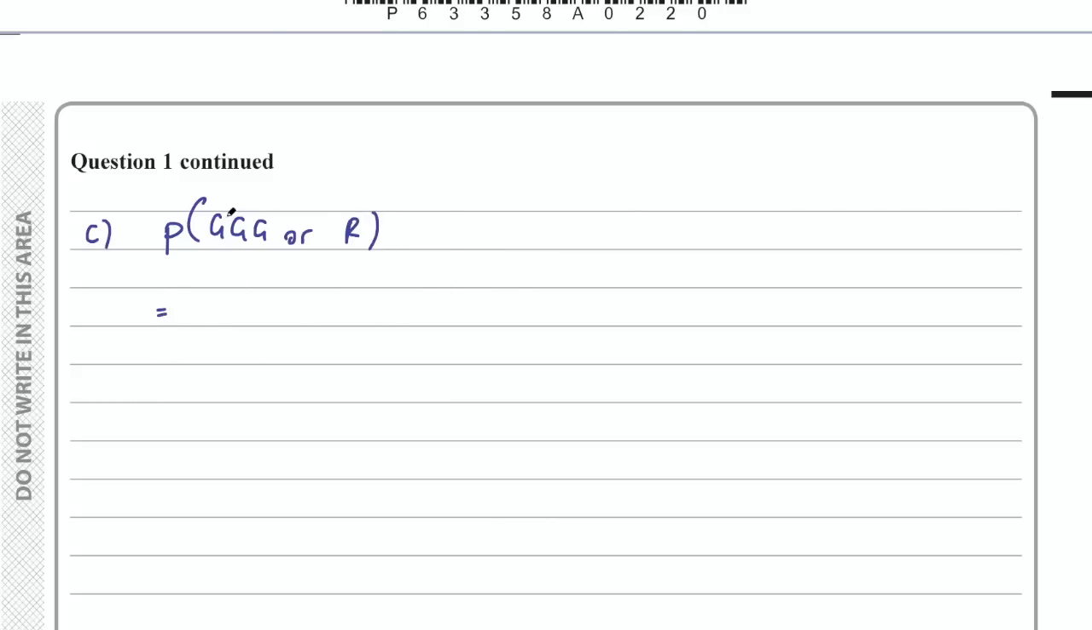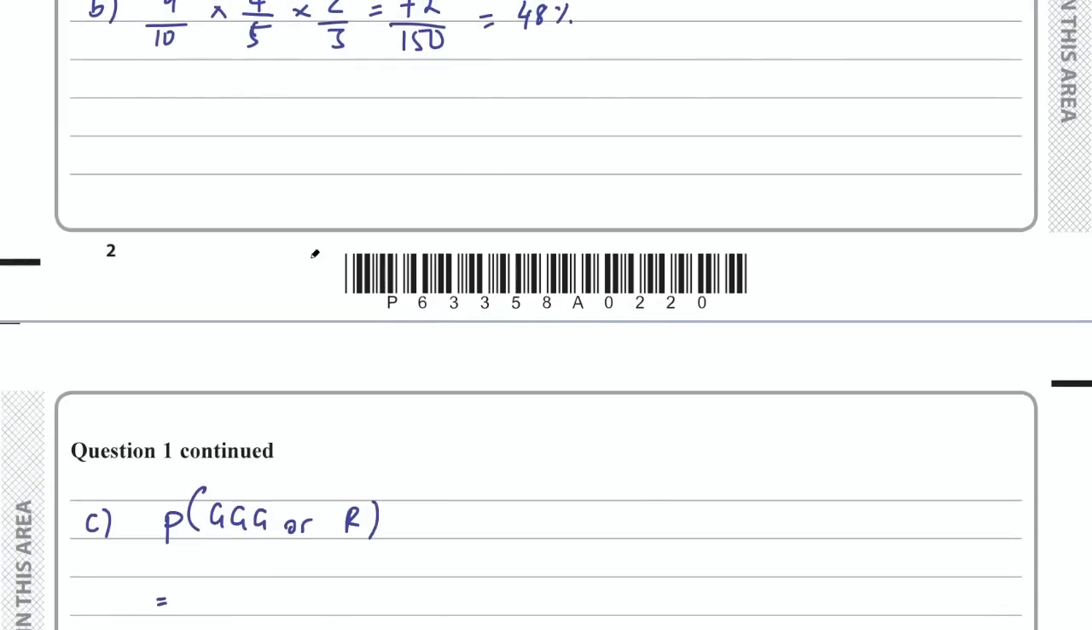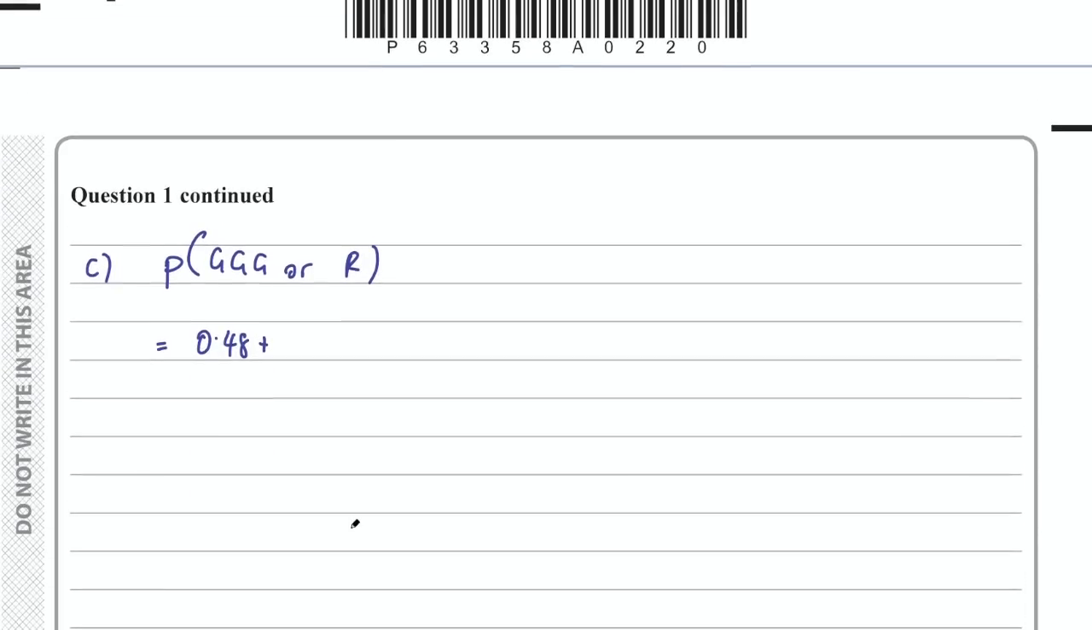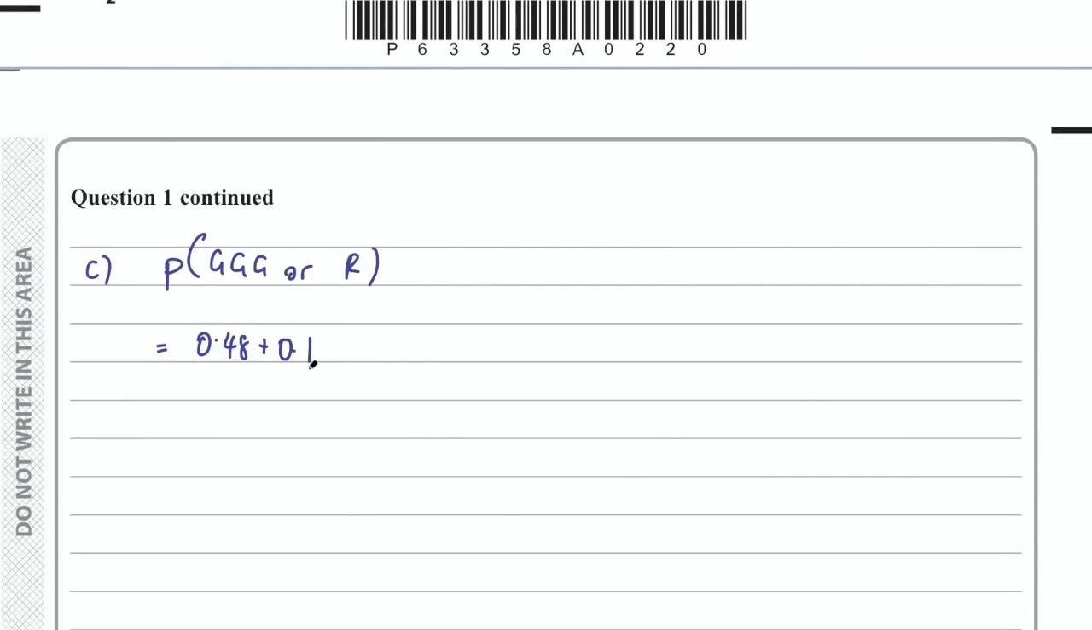So this is going to be this probability here, 48%, 0.48, plus the probability of that first red, which was 1 out of 10, or 0.1. This equals 0.58. So that's the probability of just getting one color.